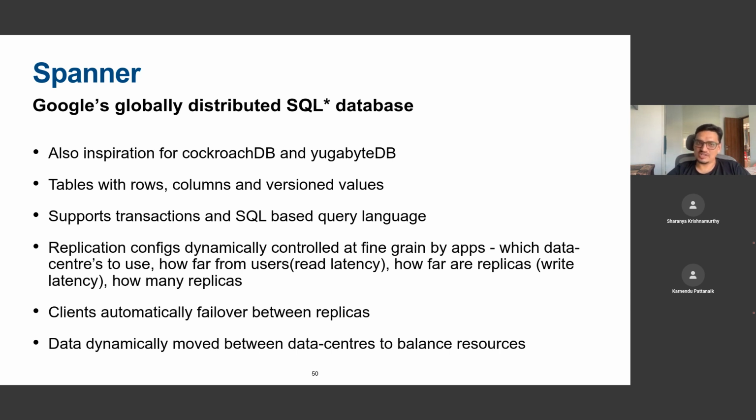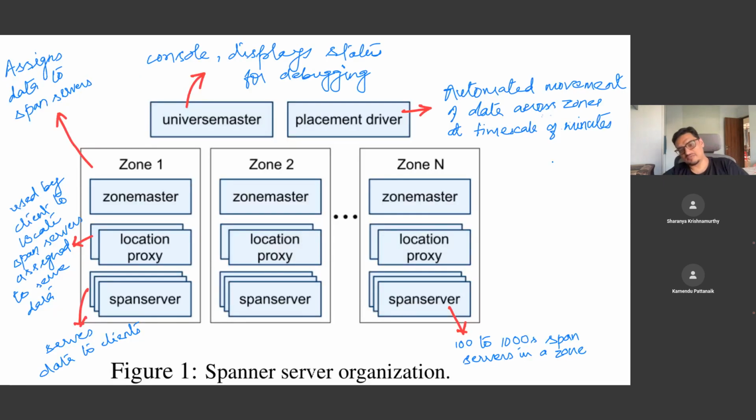The client can also make sure that it automatically fails over between replicas, and data will be dynamically moving between data centers to make sure that the distribution of data is equitable at all times. And Spanner, by the way, has also been an inspiration for CockroachDB, YugabyteDB, and others. If you follow those kinds of systems, Calvin is another one that you should probably take a look at.